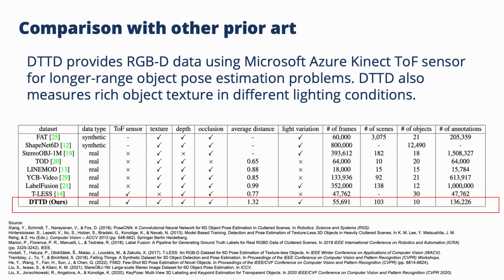DTTD provides RGBD data using the Microsoft Azure Kinect TOF sensor for longer-range object pose estimation problems. Compared with other datasets, our DTTD dataset has a longer average distance that is suitable for AR applications, and we are using a TOF sensor to create higher quality data. We have 103 scenes in total under various occlusion and lighting conditions.